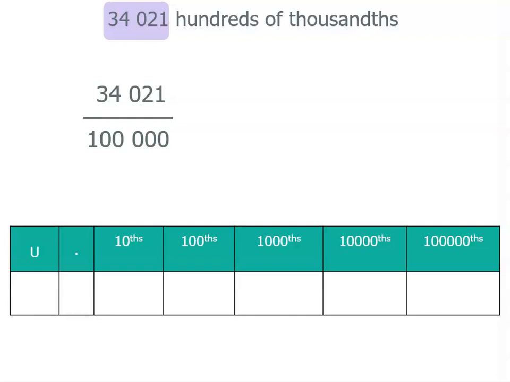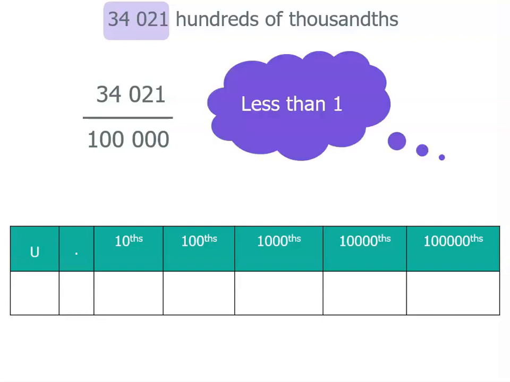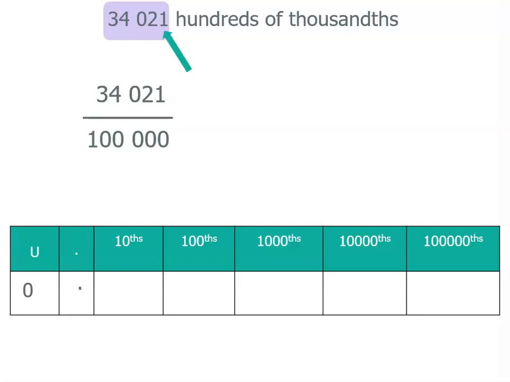So if we have a place value table, you can see we've got less than 1 because 34,021 is less than 100,000. So we can put a 0 in our units place and our decimal point in. And then what we need to do is start from the right, and we put that in the hundreds of thousandths place because we actually know it's hundreds of thousandths. So we put a 1 in there, and then we work left.